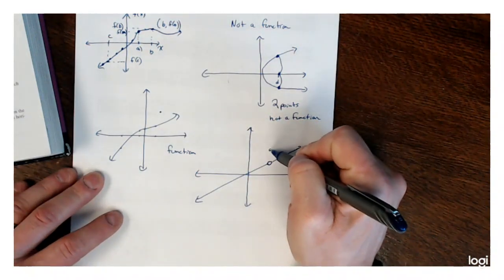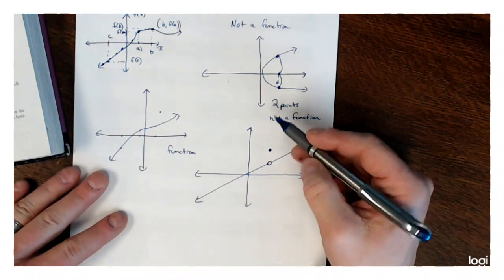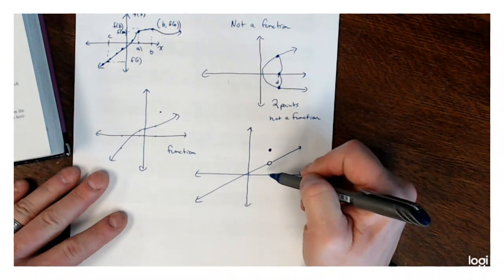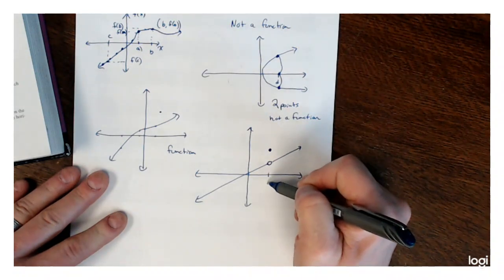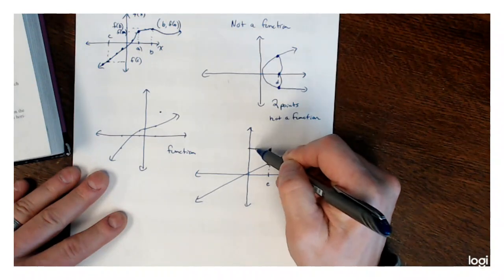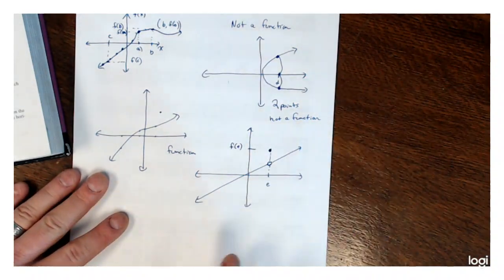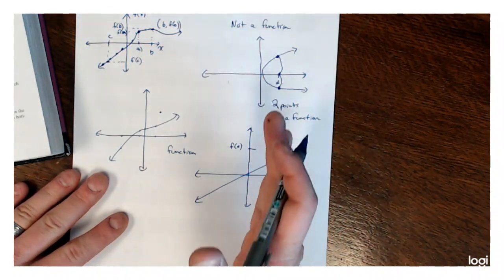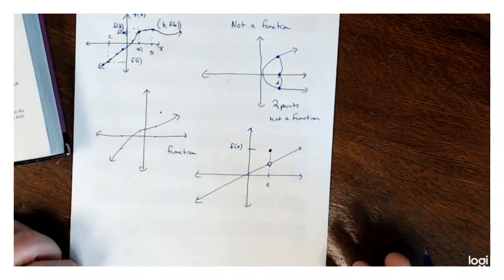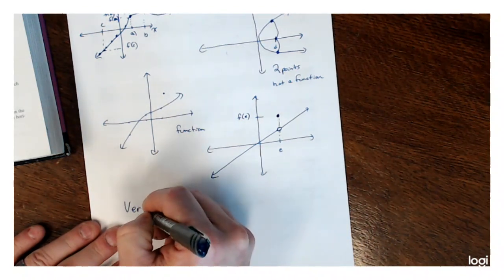If I draw a dot up here, we still have that input-output correspondence. So if I have my input, let's call this E, that maps to this point right here. So even though I remove that point and put it somewhere else, as long as it's vertical from it, then it is a function. We have something called the vertical line test.